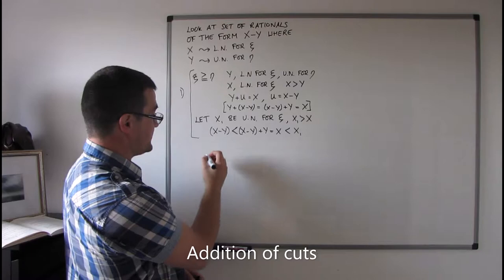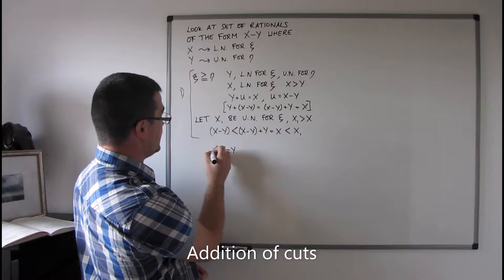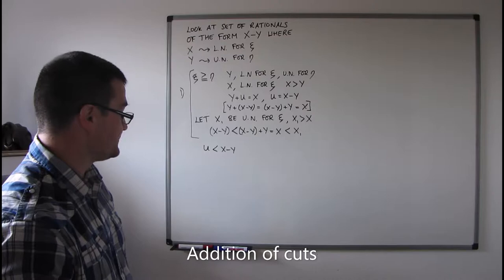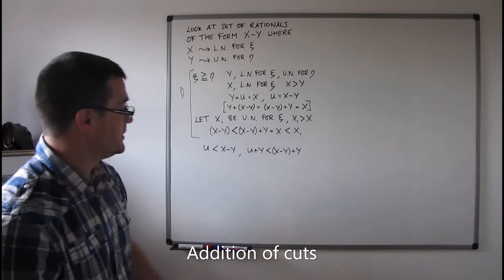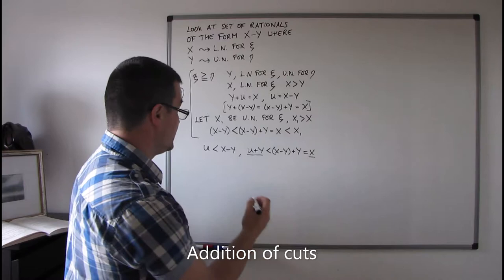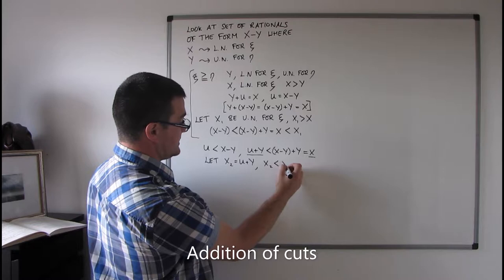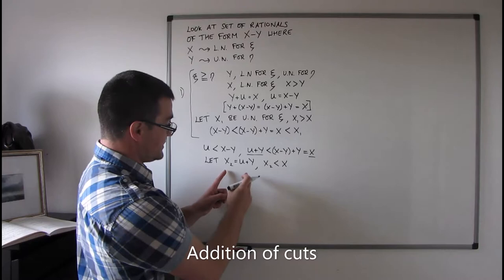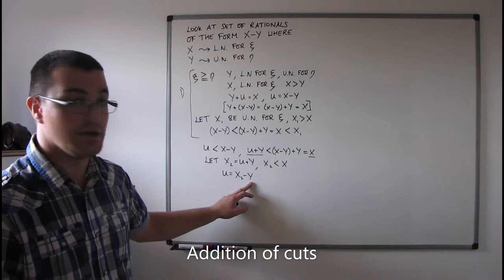So let's move on to part two. So we need to show now that for any number in our set, the set also contains all numbers less than it. So let's say we've got a number of our set, x minus y, and we choose a number u which is less than x minus y. So therefore, u plus y is less than x minus y plus y. But we've already seen that x minus y plus y is equal to x. So in particular, we've got u plus y is less than x. So let x2 be equal to u plus y. Then evidently x2 is less than x. And we can say from this that u is going to be equal to x2 minus y. So x2 minus y is the unique solution to this equation.